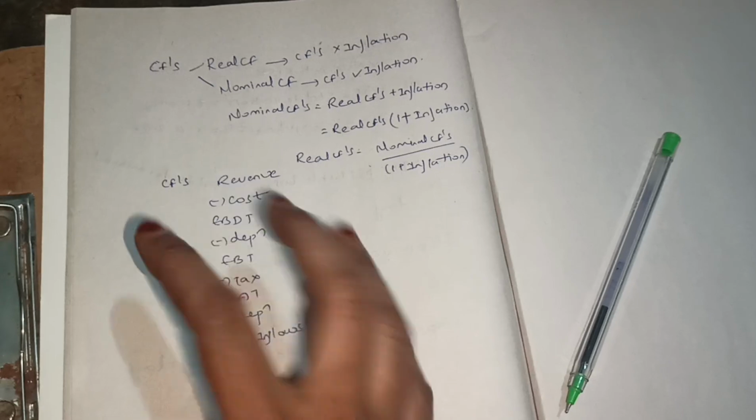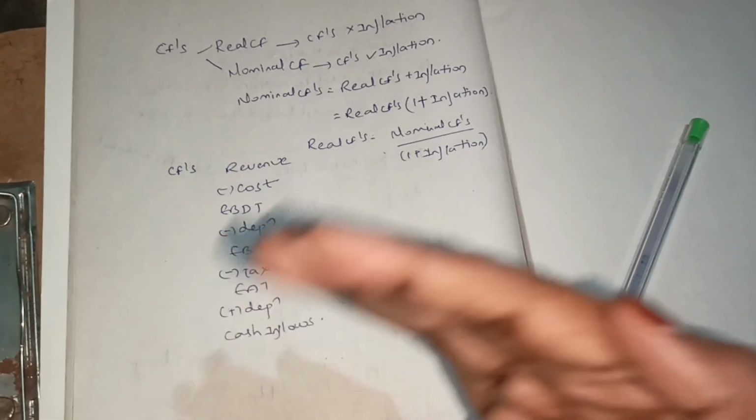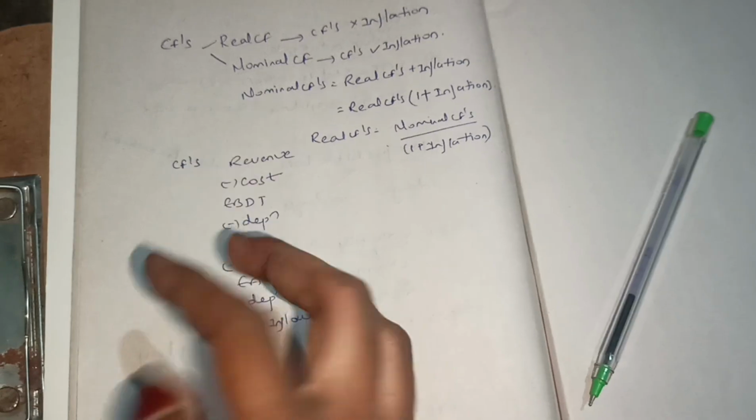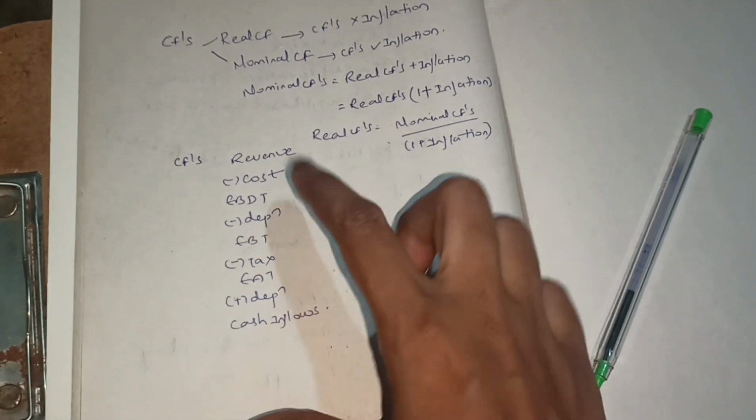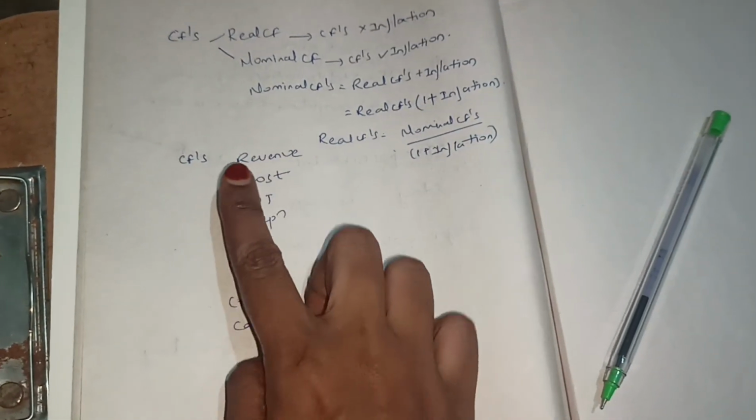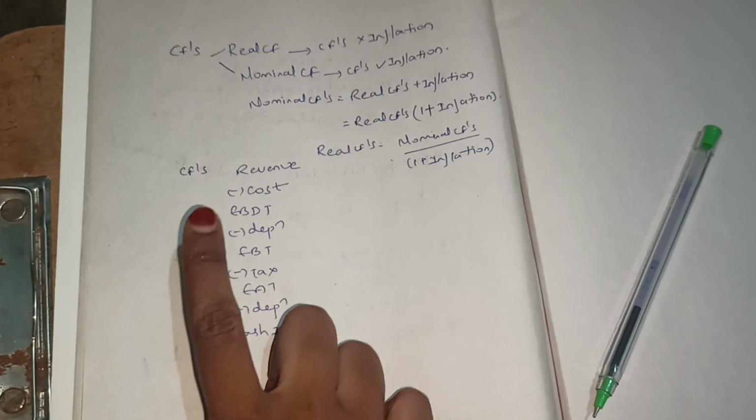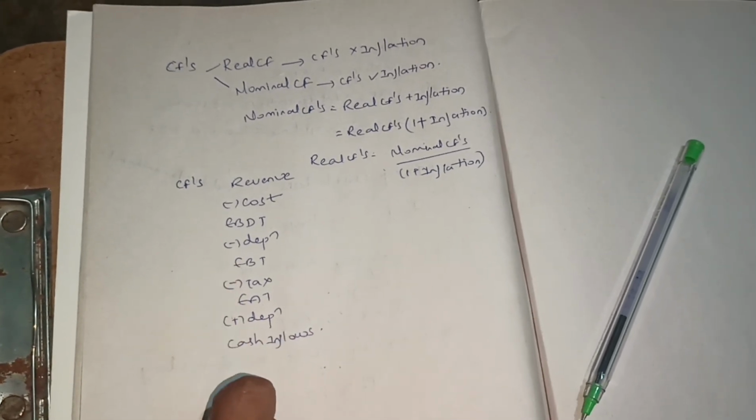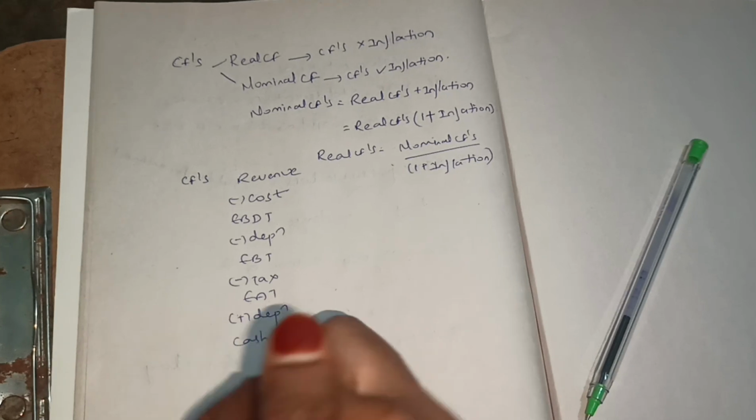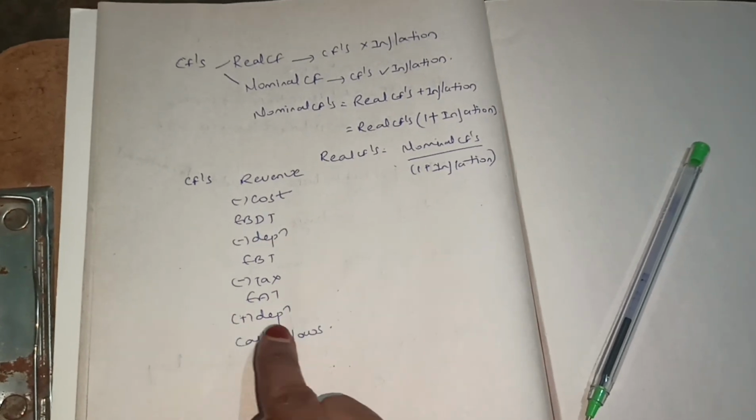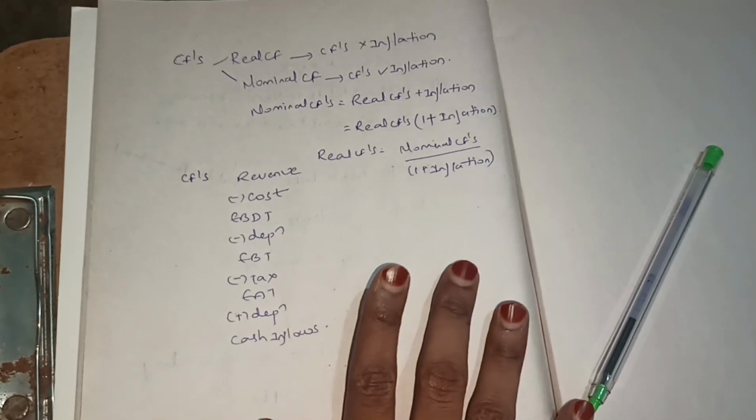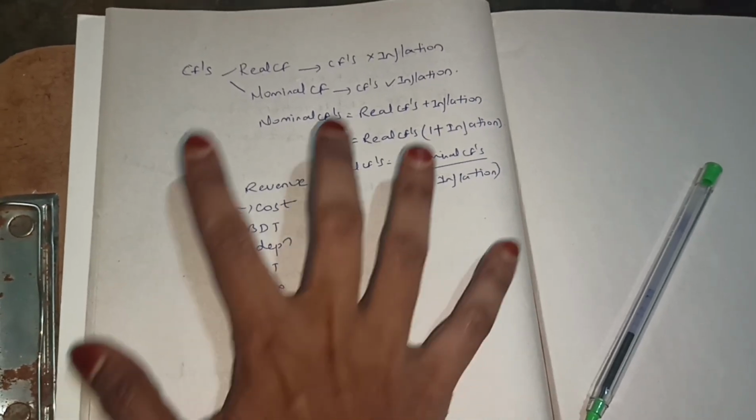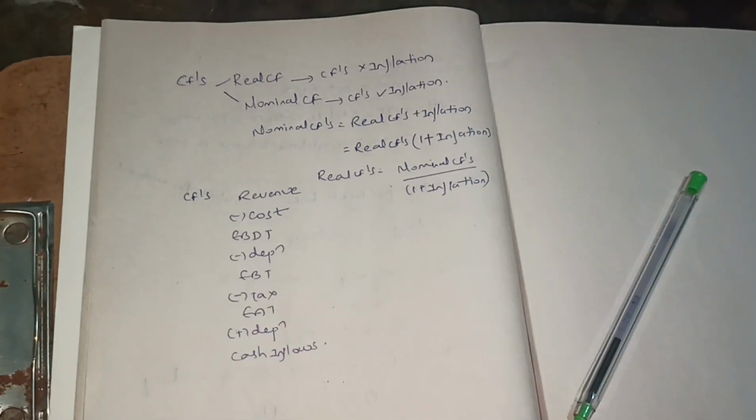And how to derive cash flows? In some questions, cash flows is directly given, whereas in other questions you have to find cash flows. So there is one format: revenue minus cost, you will be getting EBDT, EBDT minus depreciation, EBT, EBT minus tax, EAT, and when you add back depreciation, you will be getting cash inflows. Now we will solve one problem. With that problem, you will clearly understand this topic.